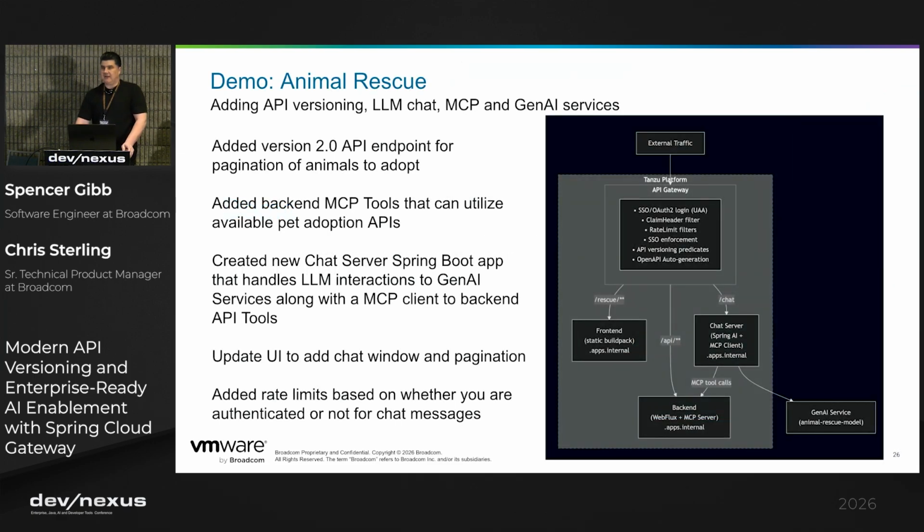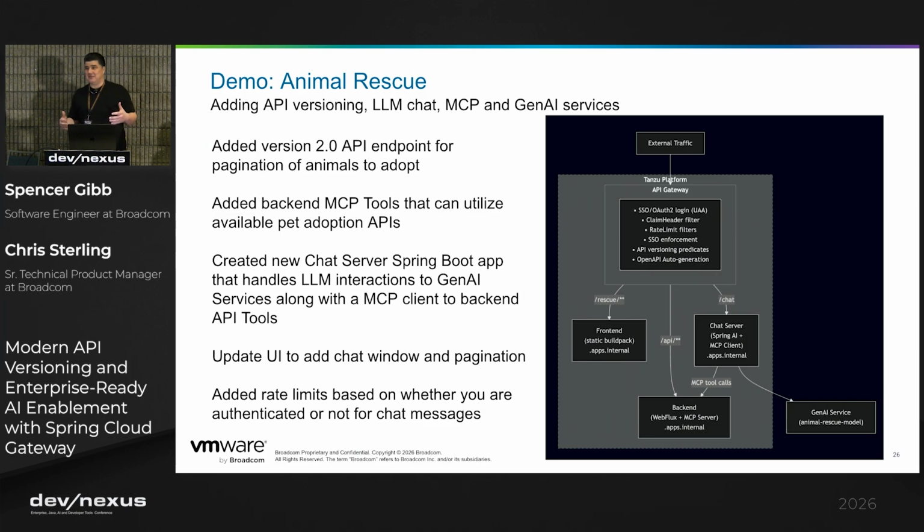So definitely talked about all these things that we just did. We added the 2.0 endpoint for pagination. We used the MCP tools in the back end from the chat and alongside the model interactions. We created a new chat server and added it to the application and hooked it up to Gen AI services, which gives an OpenAI compatible endpoint always, no matter what the model is, okay? And we updated the UI to add the chat window and did a lot of cool things there.